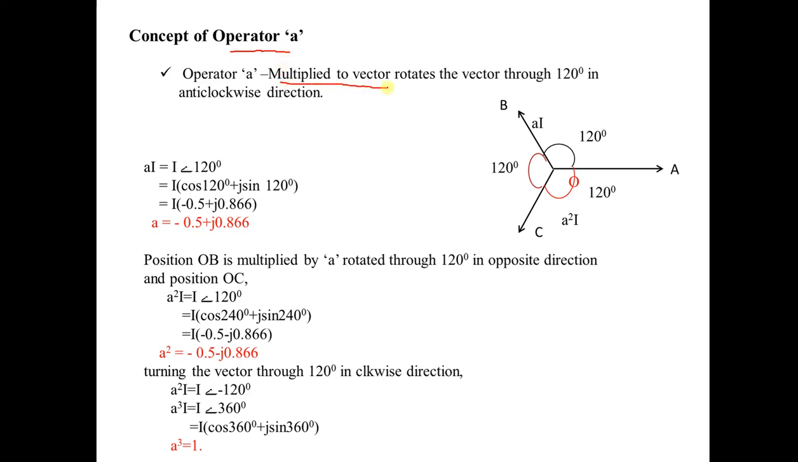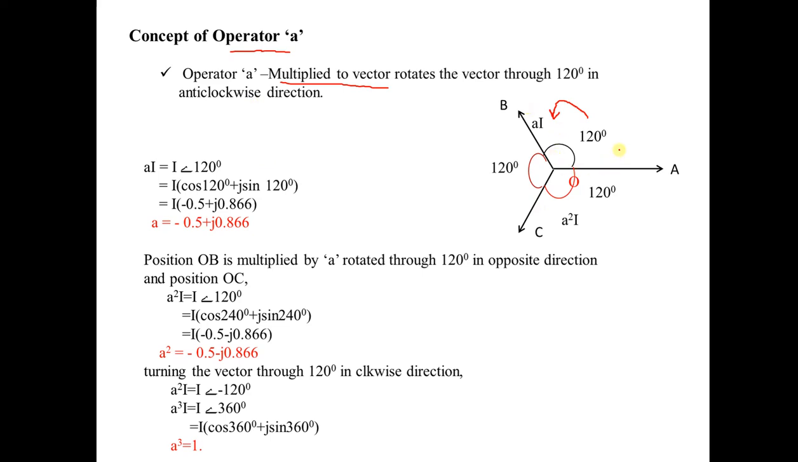when multiplied to a vector, it rotates it through 120 degrees in the anti-clockwise direction. So it will be rotating like this in the anti-clockwise direction. So we are going to consider a vector I, which is represented here.